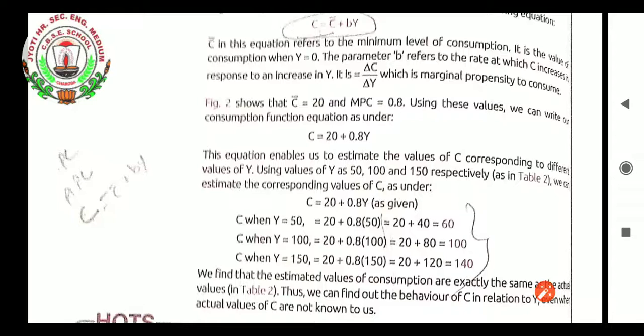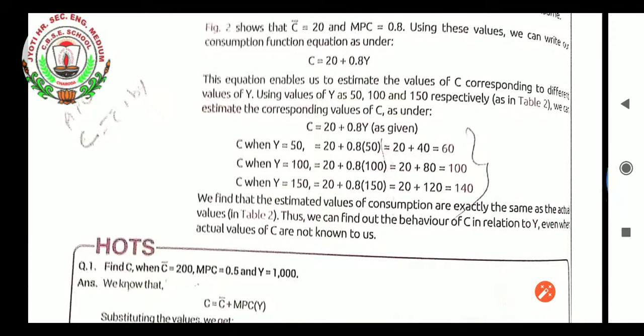C equals 20, as C bar was 20 there, plus what we calculated, change in C upon change in Y, we got the answer 0.8, that we will multiply by Y. As we were not having the Y at that time, we can assume something. Okay, let us assume some Y. This equation enables us to estimate the values of C corresponding to different values of Y.